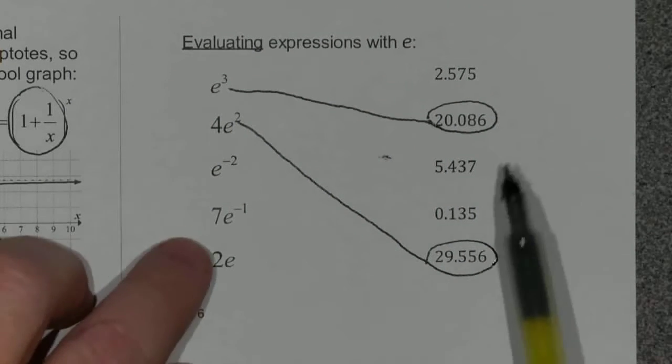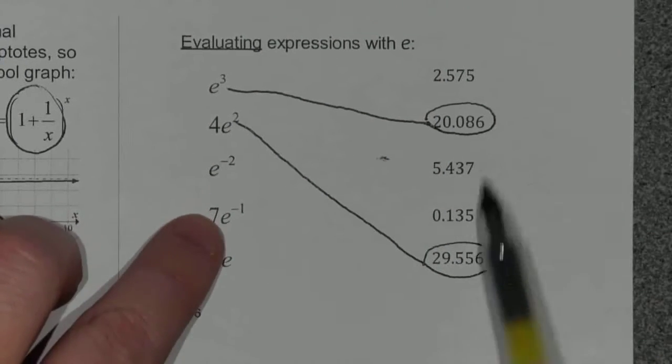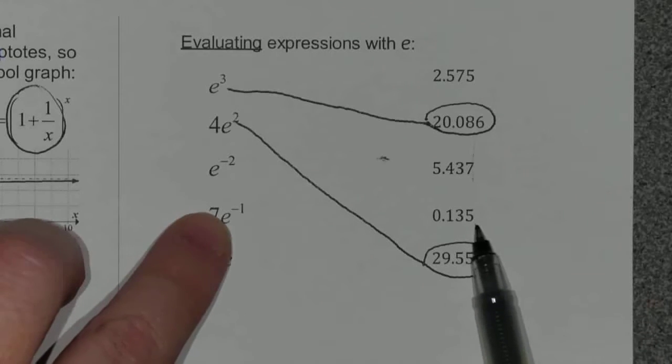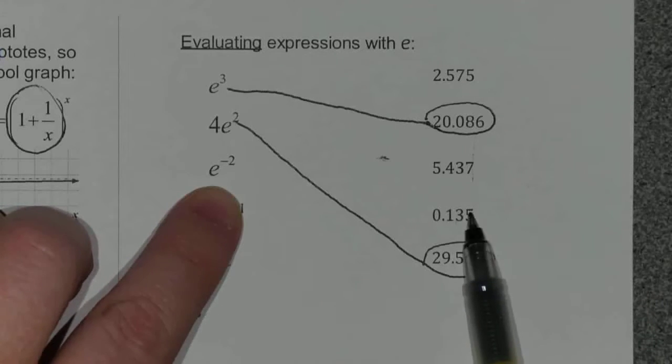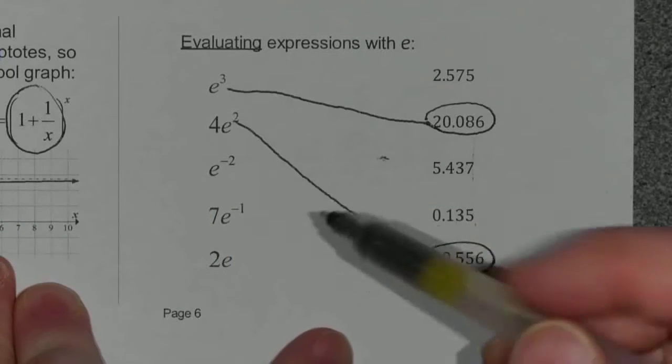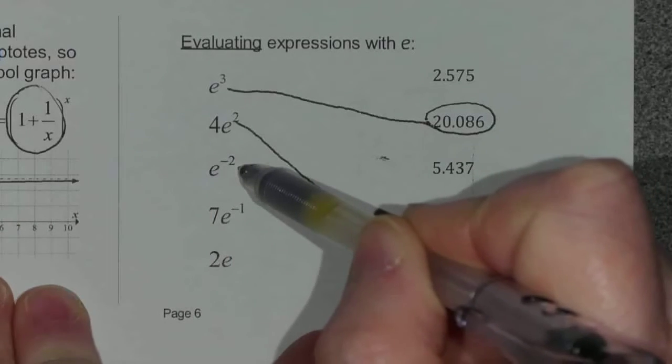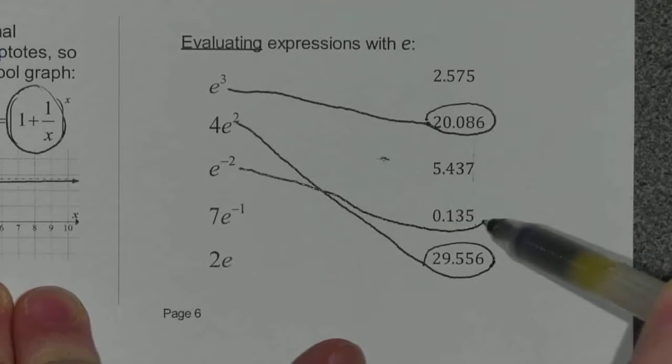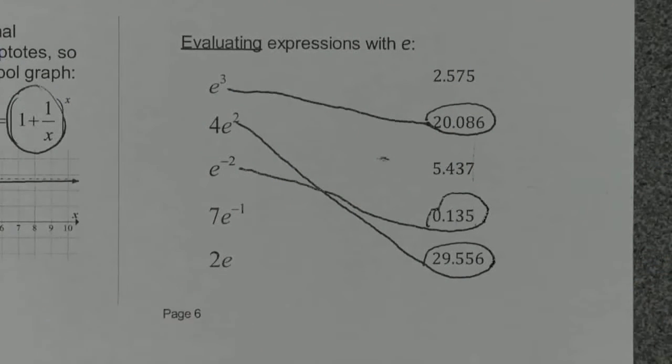All right. What do you think e to the negative 2 is going to be before you even do it? Anybody got a guess? Yeah, the smaller decimal point number probably. So if you do e to the negative 2, what did you get? Yeah, were you right? Yeah, you were right.